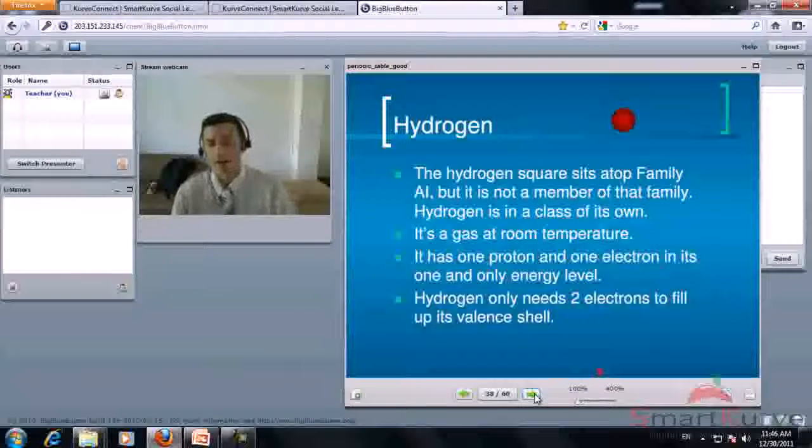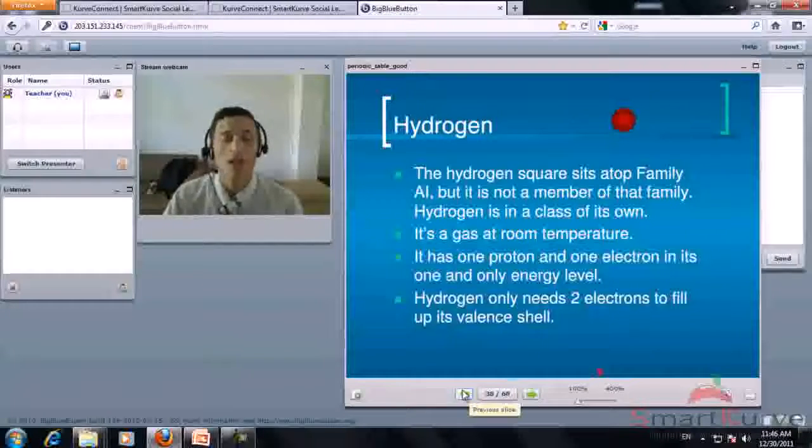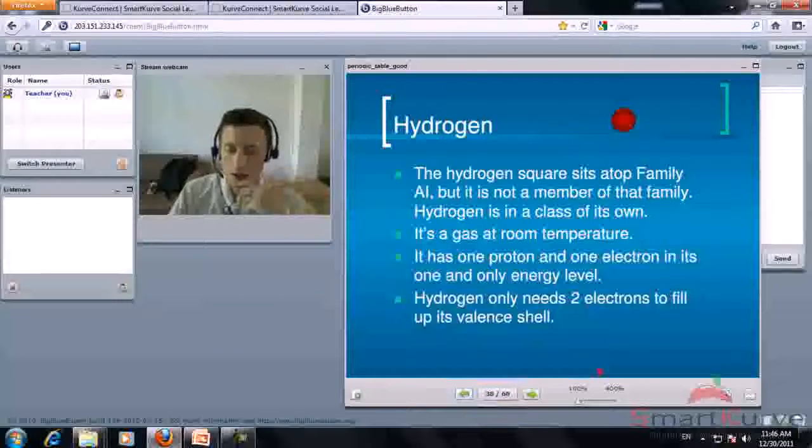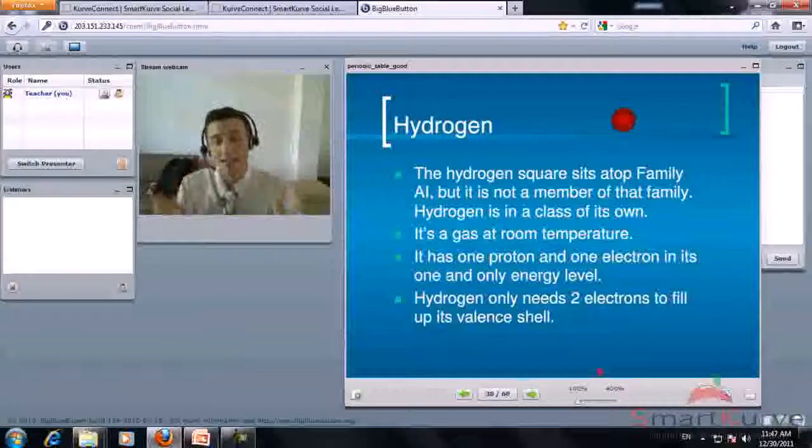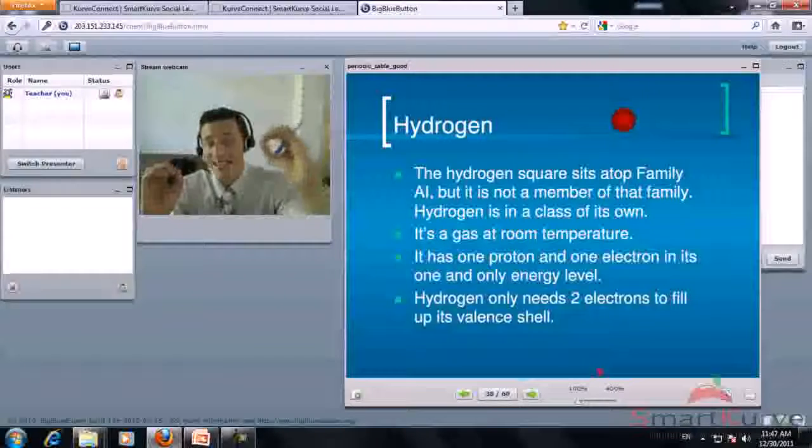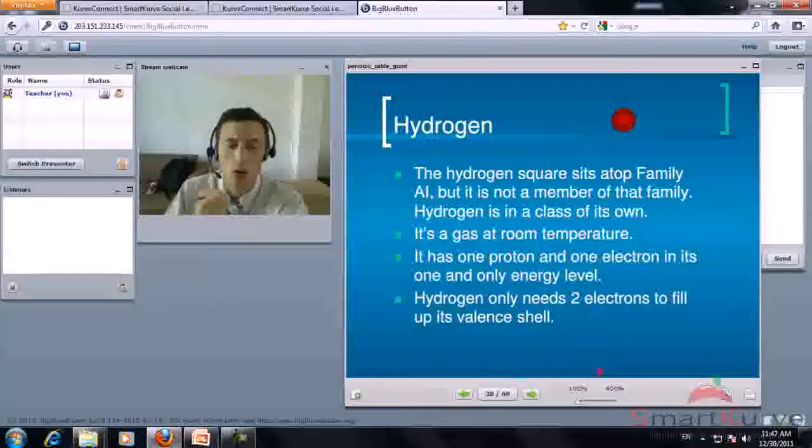First, let's talk about hydrogen, atomic number 1. The hydrogen square sits atop family A1, but it is not a member of that family. Hydrogen is in a class all its own. That's why hydrogen was lit up on its own. It's a gas at room temperature, 1 proton, 1 electron, 1 energy level. It needs 2 electrons to fill up its valence shell, that valence energy level. So it already has 1, so it wants to gain 1 more.